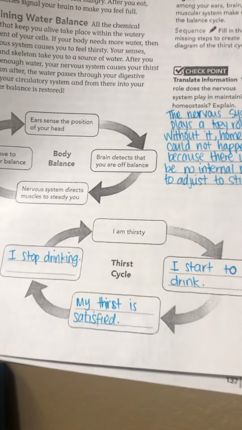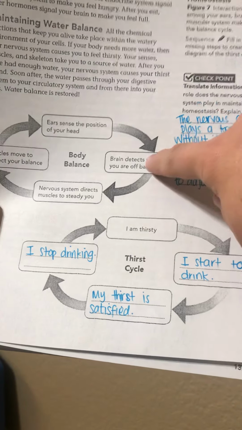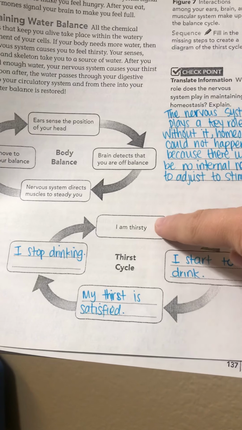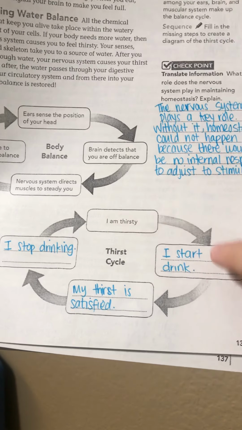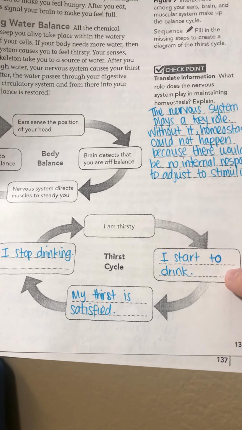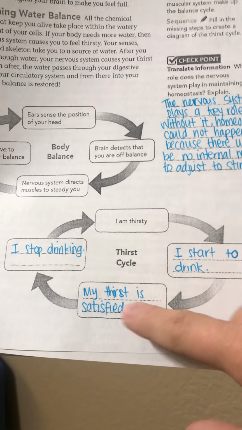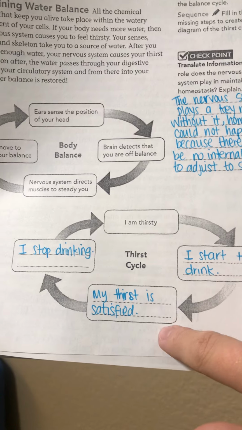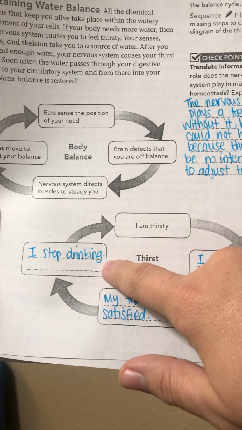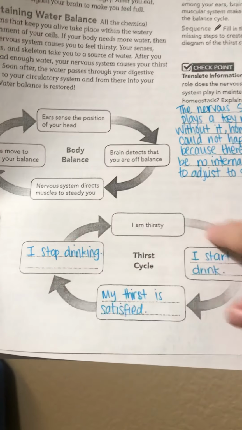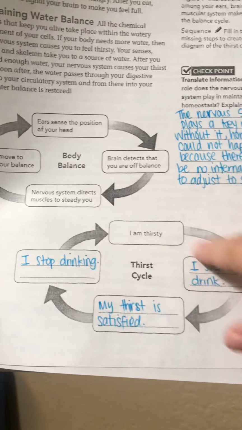And then they have a cycle here at the bottom. They gave you an example. Then they wanted us to fill in the blanks here. So for the thirst cycle, I am thirsty, so you need some water. What do I do? Well, I start to drink. Then after that, I notice that I'm not thirsty any longer. My thirst is satisfied. Awesome. That means you then stop drinking. And then it's a cycle because you most likely will get thirsty again and go through the same cycle.